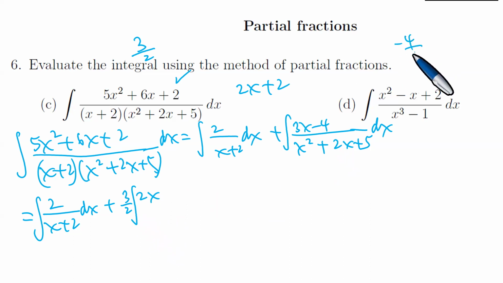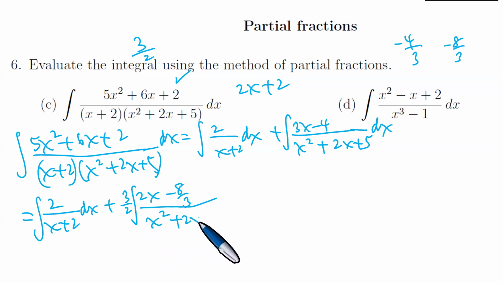If you factor out 3, it's going to be minus 4 out of 3, multiplied by 2, it becomes minus 8 out of 3, like that. So that's what you get. Minus 8 out of 3. You divide by x squared + 2x + 5. So we have this.